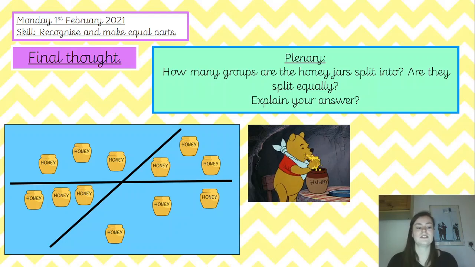Okay, so the honey jars are split into 1, 2, 3, 4 groups. And they are split equally because there are 1, 2, 3 honey pots in each group. So we've got 3 in that group, 1, 2, 3 in this group, 1, 2, 3 in this one, and 1, 2, 3 in that last one. So although they look slightly different because they've been set out differently, they are equal, aren't they? So well done if you got that.